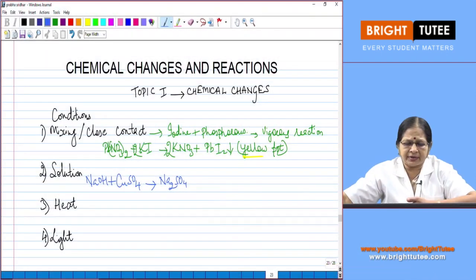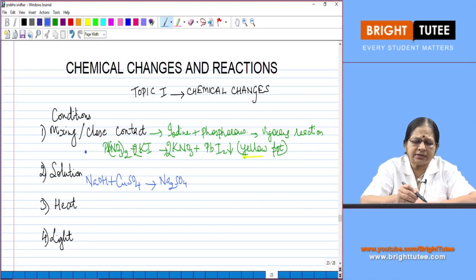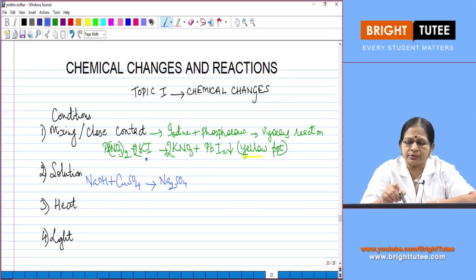Before we discuss the conditions, remember that a chemical change is irreversible and permanent. It gives alteration of molecular composition, a new substance is formed, and energy is either absorbed or evolved. This is a chemical change because the molecular composition has been altered, and for that, the major factors or conditions are, first, mixing or close contact.